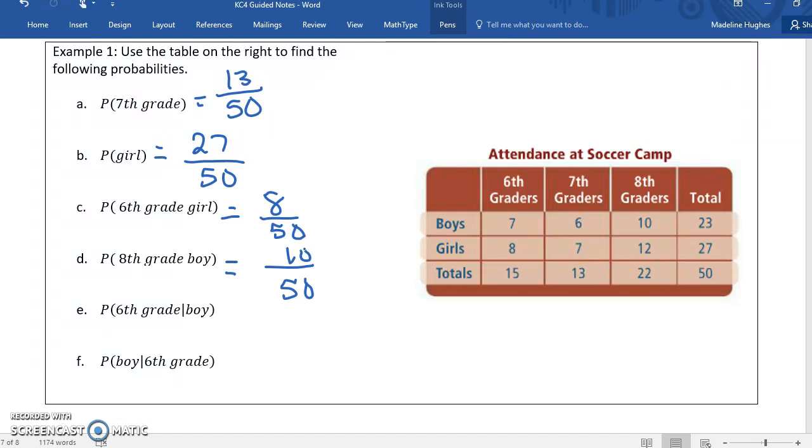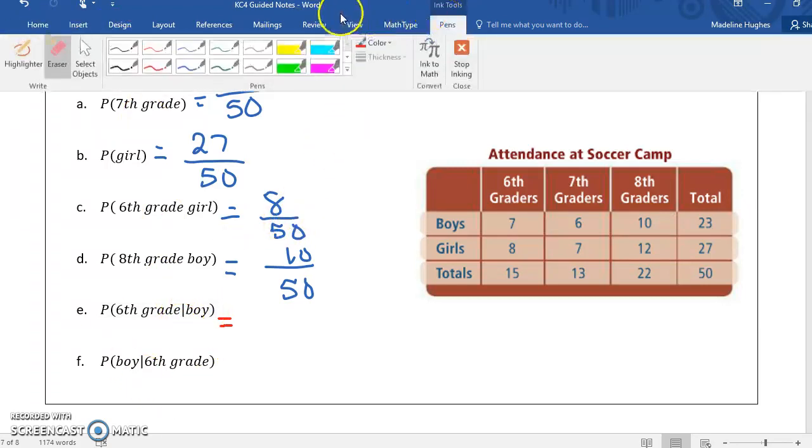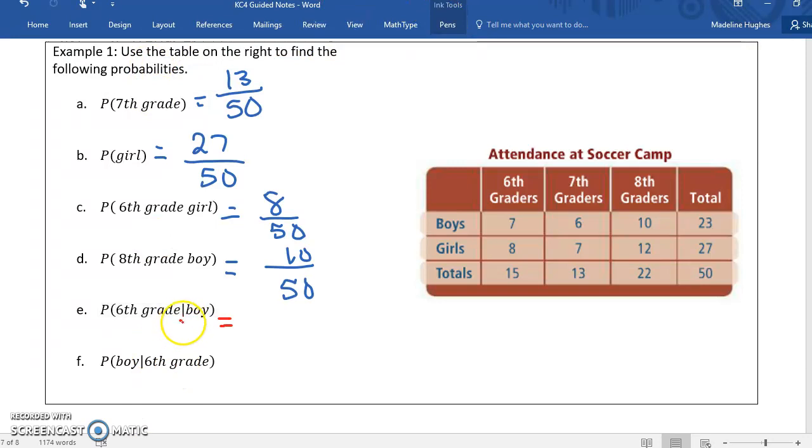Here's that given line. So probability of a 6th grade attendee, given that they are a boy. In this case, I'm going to change colors here because it's a little bit different. We have this given, that line there, which means we're just concerned about the boys. Out of the total boys, given that they are a boy. So our bottom number is going to be how many boys. I look over here, out of all of the boys, there's 23 boys. That number goes down here.